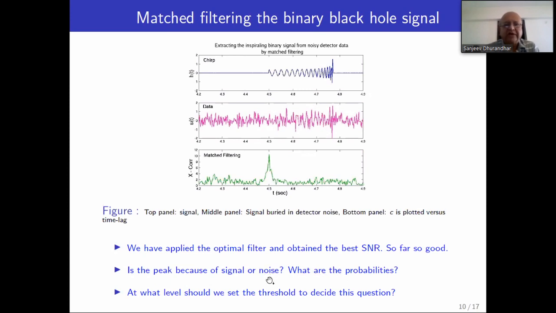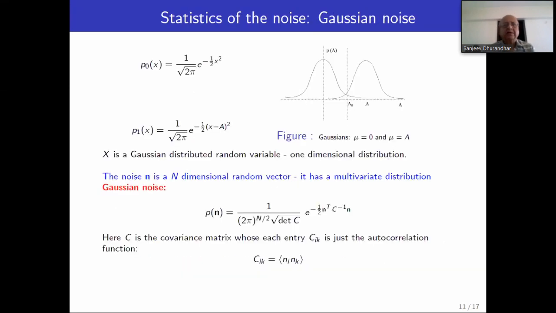All this analysis needs to be done. Is the peak because of signal or noise? What are the probabilities? At what level should we set the threshold to decide the question whether there is a signal or noise in this data? So the next thing is you have to study the statistics of the noise.